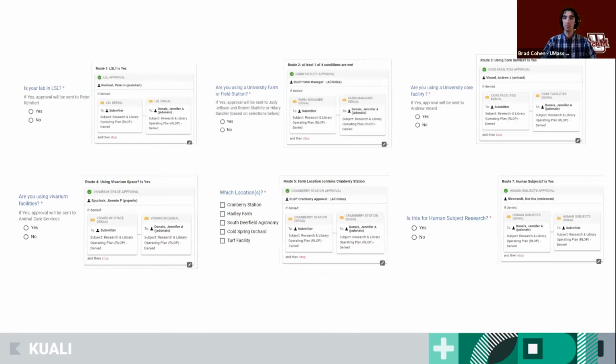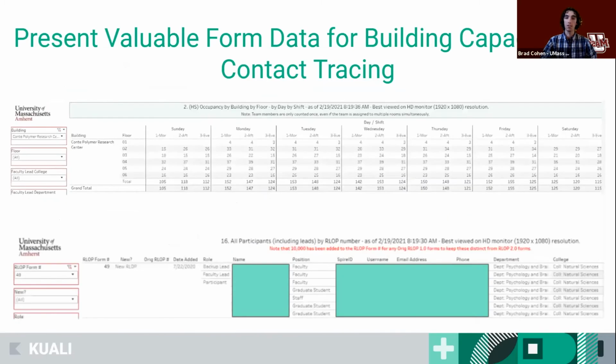For example, some additional approvals were needed for specific research locations on campus, as well as for something like human subjects research. The raw data was then exported from the Build form and able to be transformed by one of my colleagues into Tableau dashboards that could be used to analyze things like building capacity, do contact tracing, and track the research activity across campus.